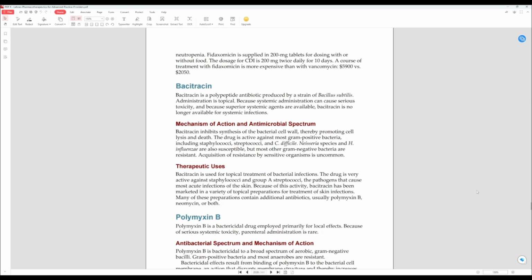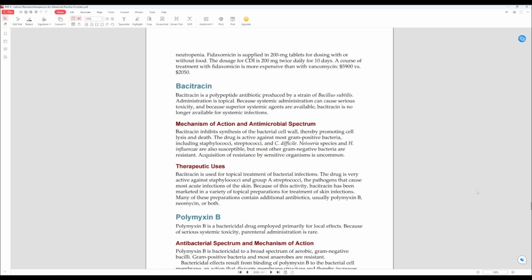Bacitracin. Bacitracin is a polypeptide antibiotic that is produced by a strain of Bacillus subtilis. Administration is topical. Because systemic administration can cause serious toxicity, and because superior systemic agents are available, bacitracin is no longer available for systemic infections. Its mechanism of action and antimicrobial spectrum, therefore.